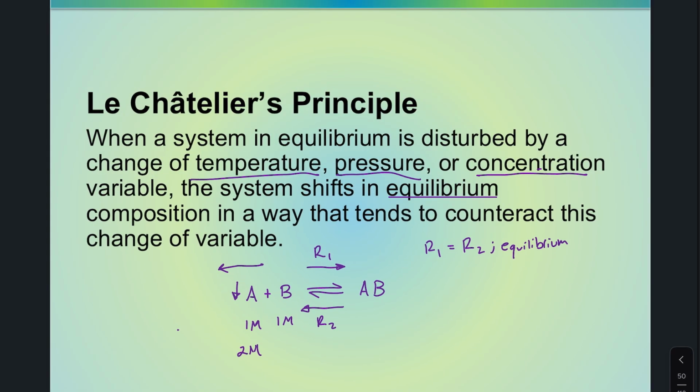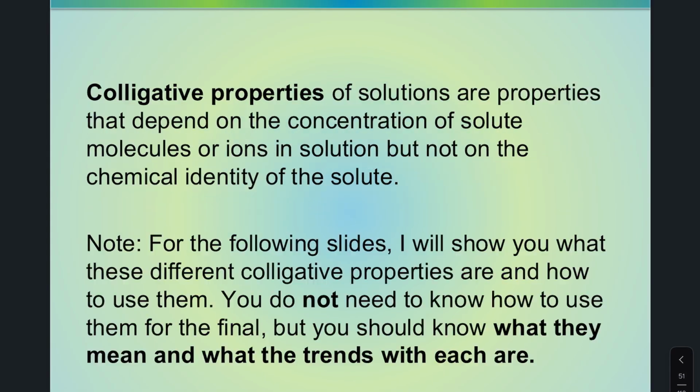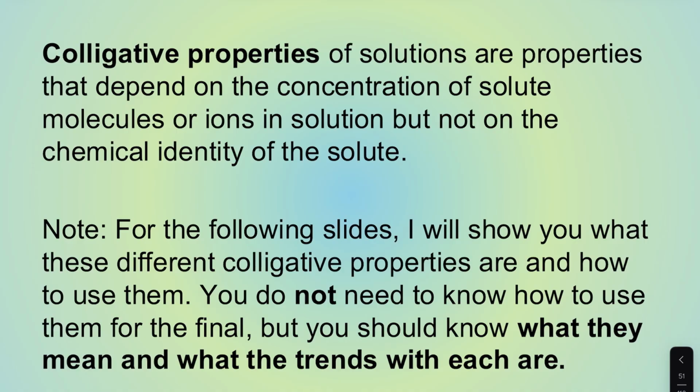So equilibrium, and we'll explore that a little bit more. But first, let's talk about some colligative properties. That last reaction will come up later, but the colligative properties are more important for now. So colligative properties of solutions, these are properties that depend on the amount of solute molecules or ions present in your solution, but not the chemical identity. It does not matter what kind of ion or molecule you have, it just matters that you have the number that you have.